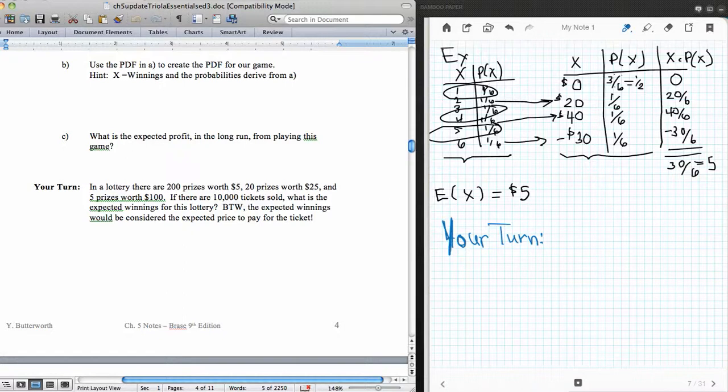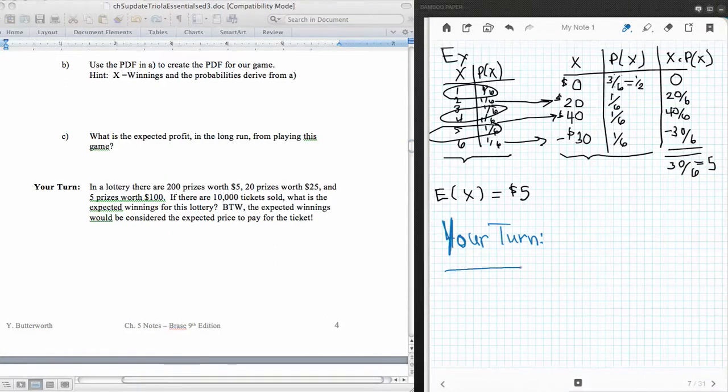All right, so taking a look at this, in a lottery there are 200 prizes worth $5, 20 prizes worth $25, 5 prizes worth $100, and if there are 10,000 tickets sold, what is the expected winnings for this lottery? So for the expected winnings, we have to first of all make a very basic probability distribution function based upon the X, which is the amount of money that you win.